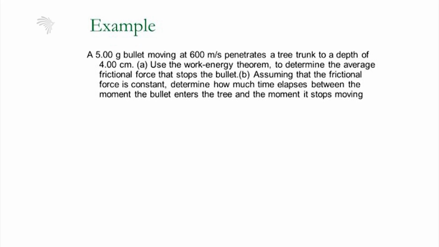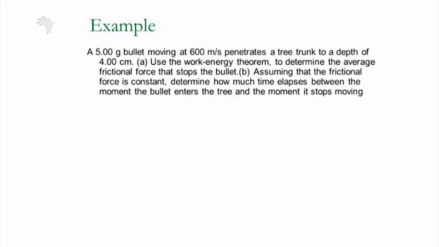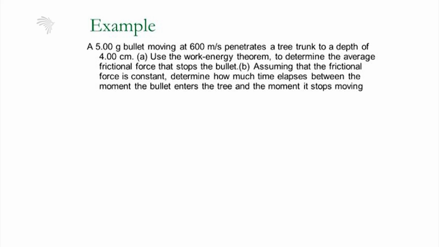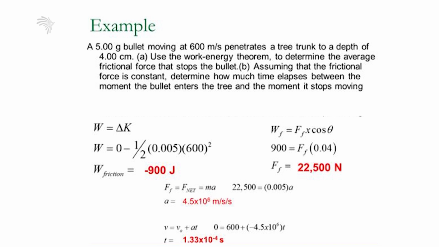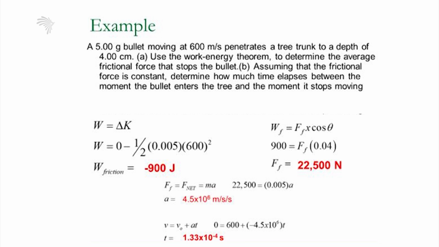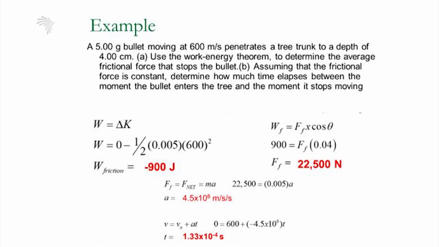So to calculate the average frictional force that stops the bullet, again we have to apply the work energy theorem. So work done equals the change in kinetic energy, and final kinetic energy is 0 here because it stops finally, and work done by friction equals minus half m v naught squared, and all are given. You can substitute and you will have work done by friction equals minus 900 joule.